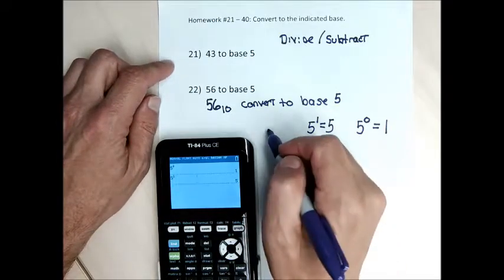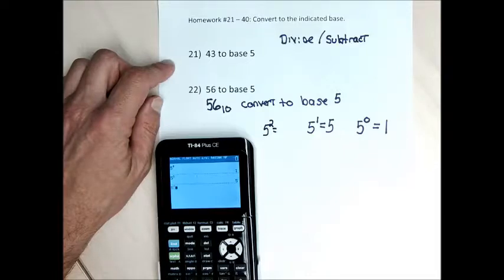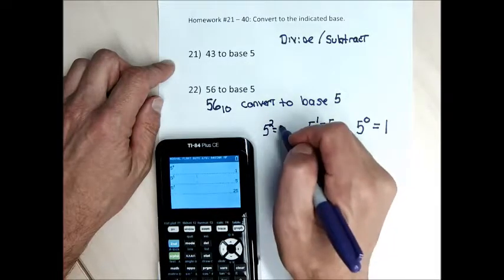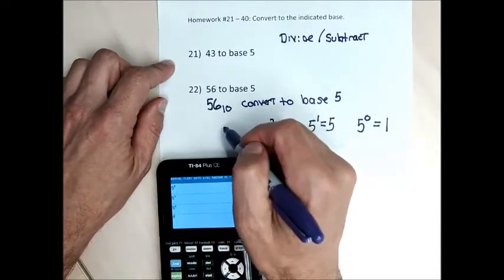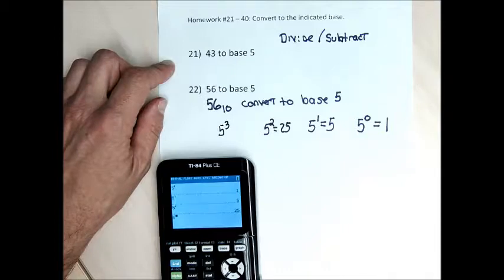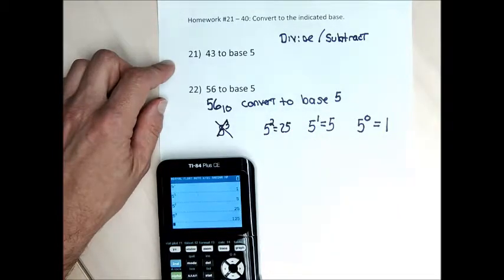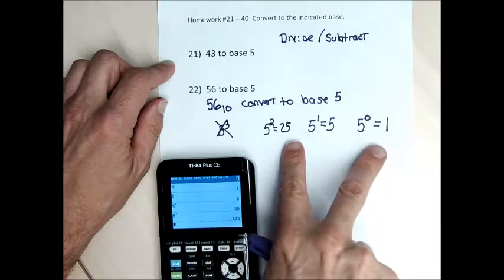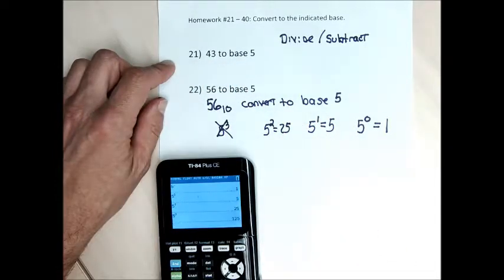I'm going to move on to my next power of 5: 5 squared, which is 25. That's still less than or equal to 56, so I need to check one more. Once I get to a power of 5 that's bigger than 56, I'm going to ignore it and start doing the algorithm. So 5 cubed is 125. That's too big. So I found every power of 5 that's less than 56. These are the same powers you're going to use in your problem 21.